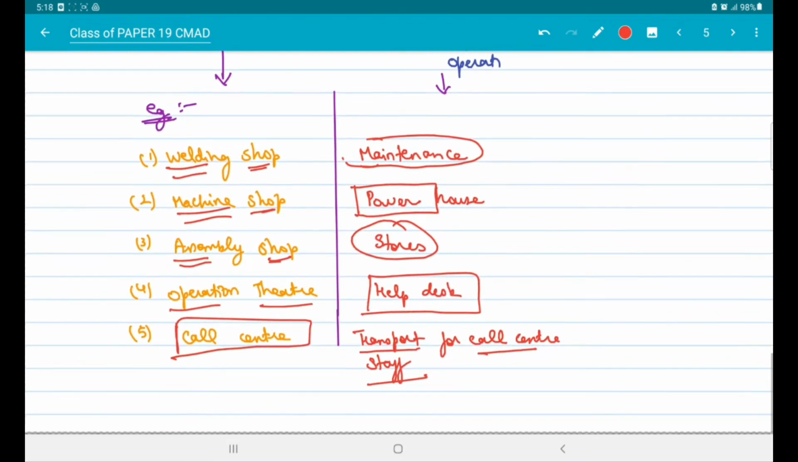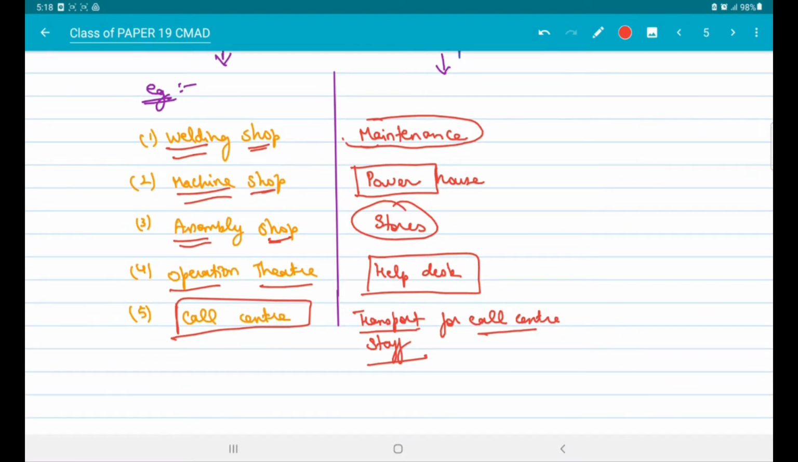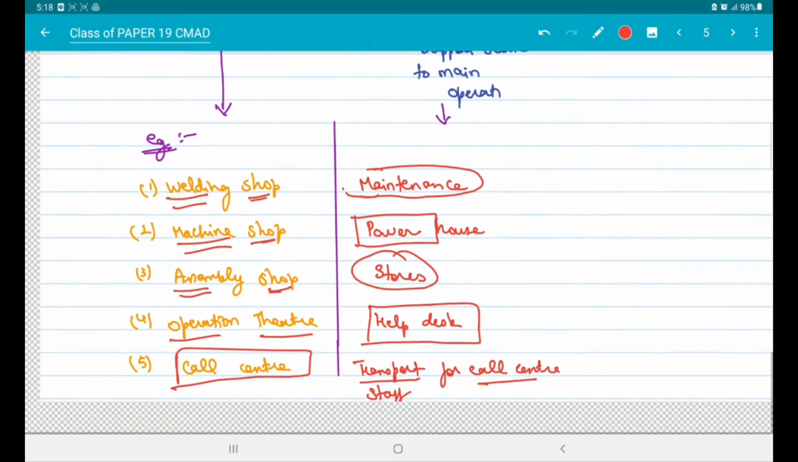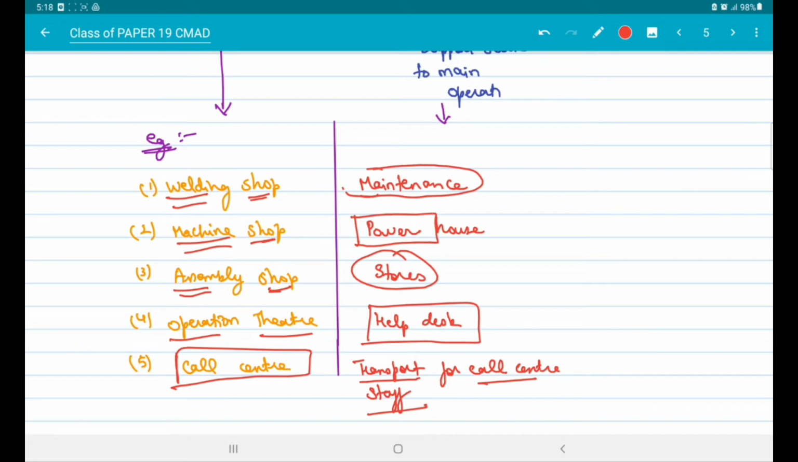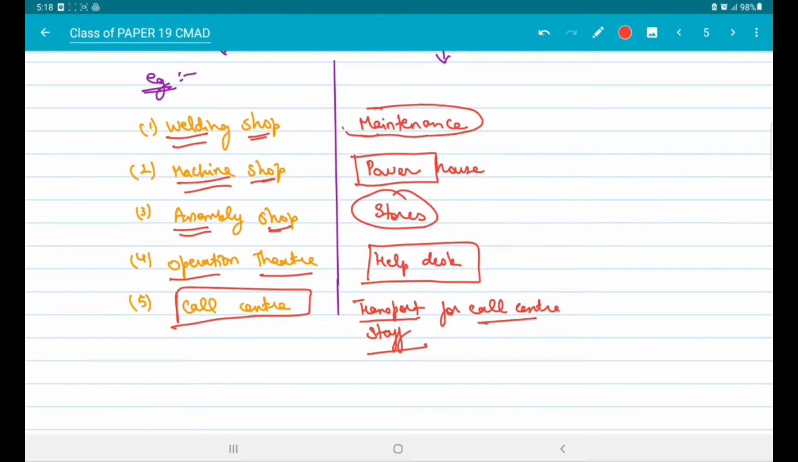This example is tested even in match the following MCQs. So you should know: for a welding shop, maintenance is the support service; machine shop, powerhouse; assembly shop, stores; operation theater, help desk; call center, transport facility for staff members.